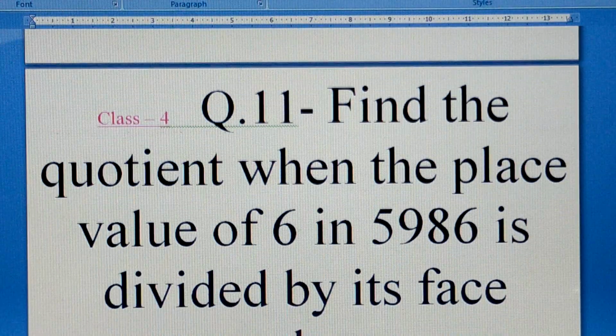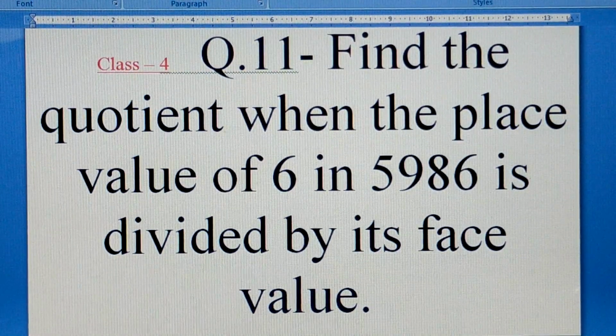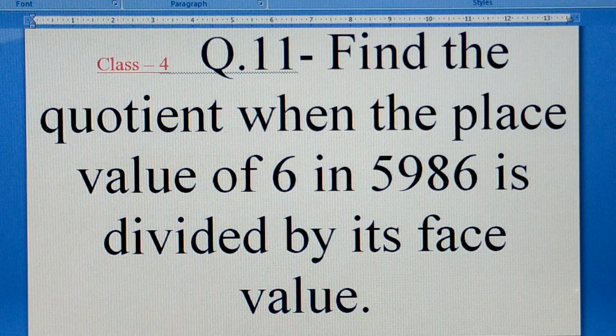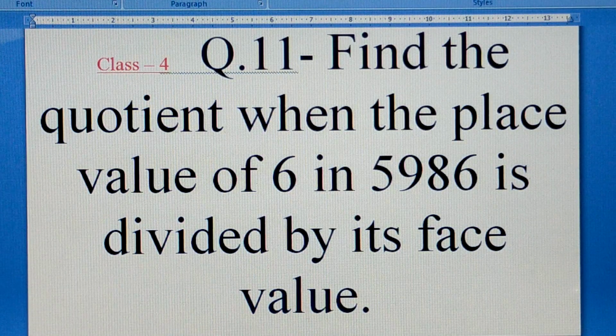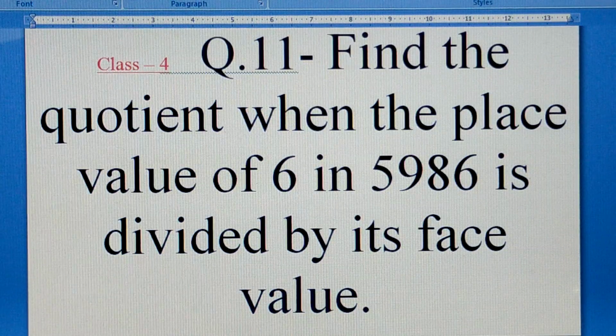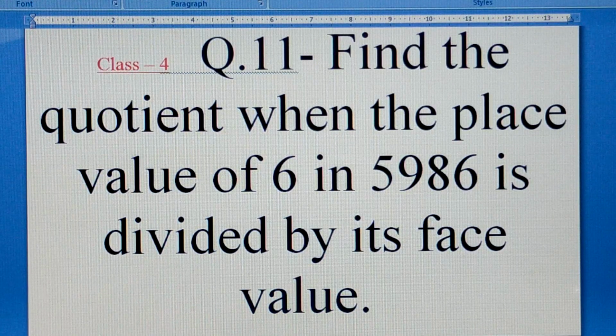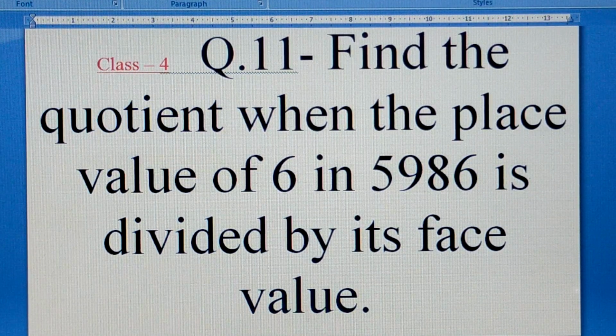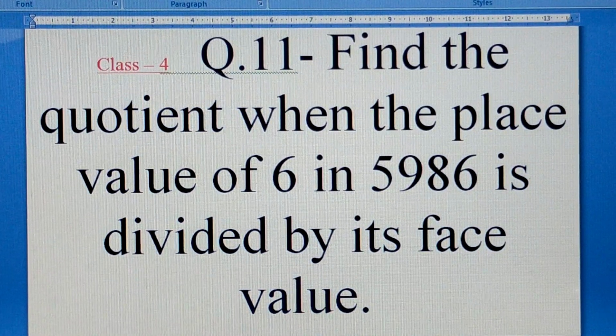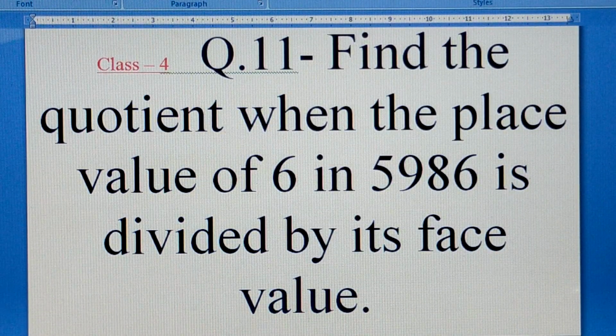Question number 11. Find the quotient when the place value of 6 in 5986 is divided by its face value. First of all, you have to find out the place value of 6 and then you have to find out the face value of 6 and then you have to divide it and then you have to find out the answer. Okay, now go for the next question.